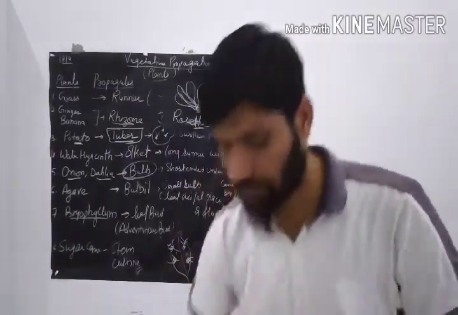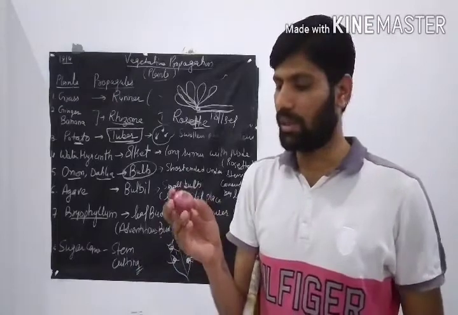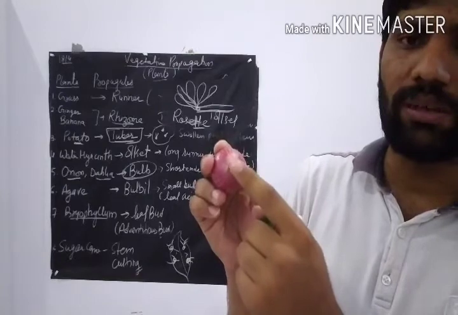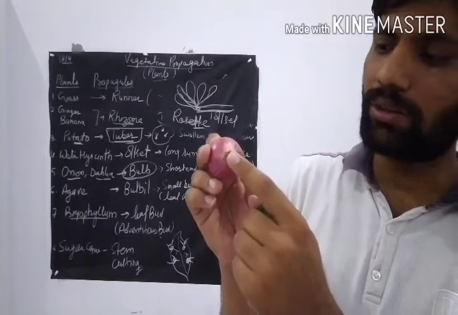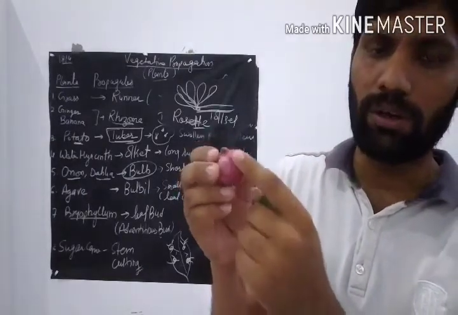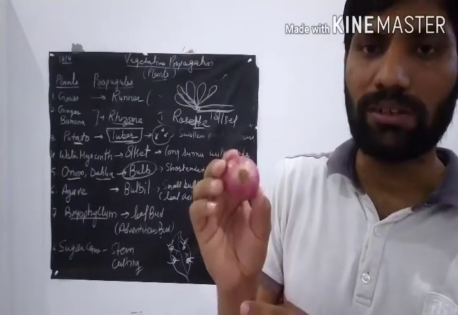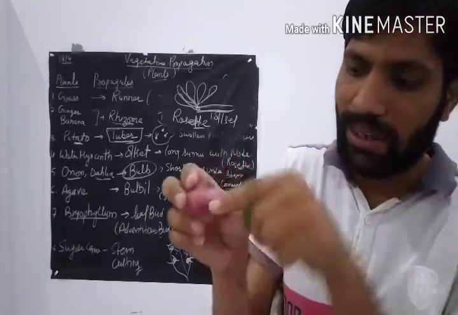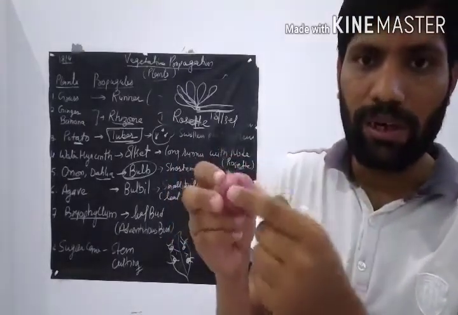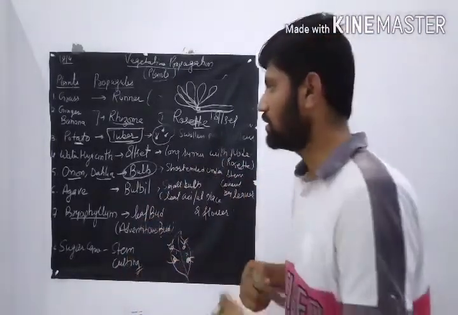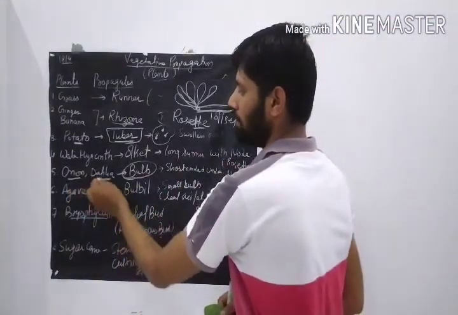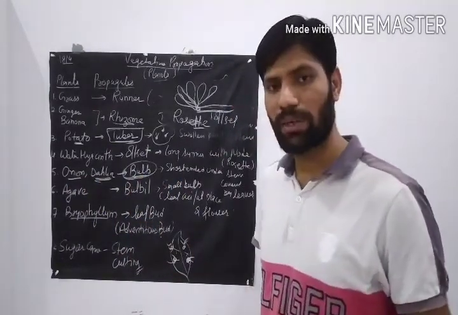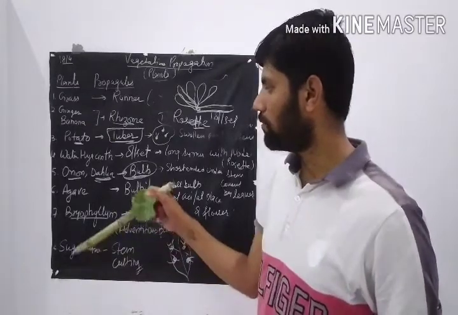Now next is the case of onion and dahlia, and the vegetative propagation is through a bulb. Now see, this is the onion, and this part is the reduced or modified stem, and this reduced structure is covered by layers of leaves. Such a type of structure is known as a bulb, where there is a reduced stem covered by different leaves. This type of structure is present in onion and dahlia. So here vegetative reproduction takes place with the help of a bulb.